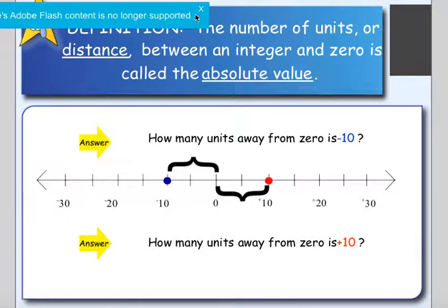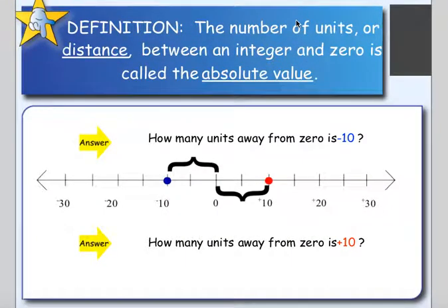Whereas an absolute value, we are talking about if we are given a number, we want to know the number of units or distance between an integer and 0. We would call this the absolute value. All we're saying is I want to know how many units away from 0 it is, the distance. If we're talking about distance, we're not going to have a negative answer. Distance isn't negative, so our absolute value isn't going to be negative.